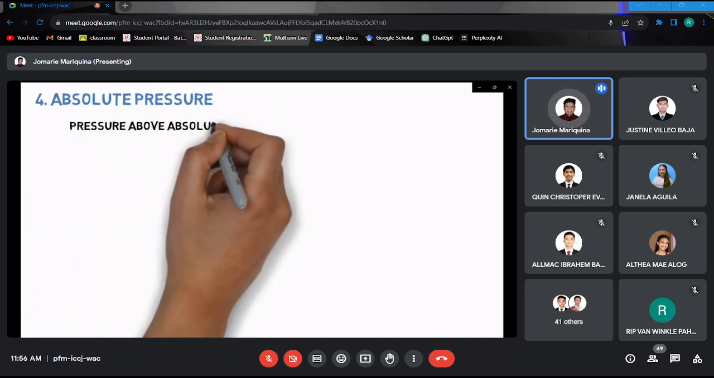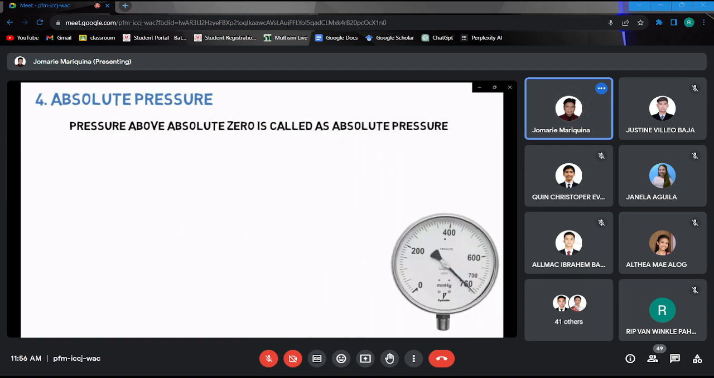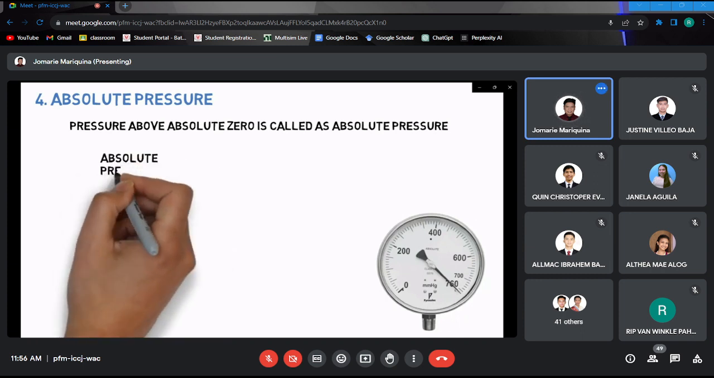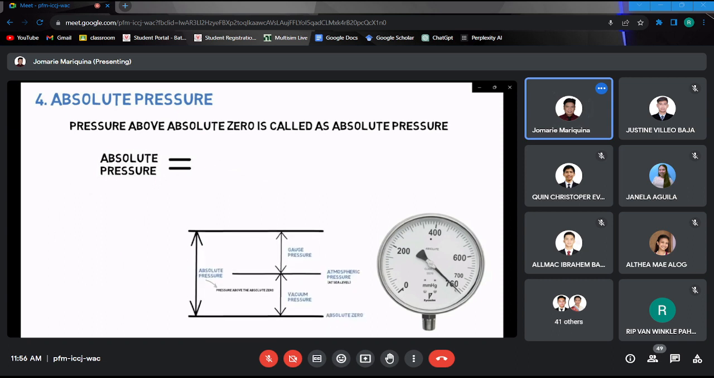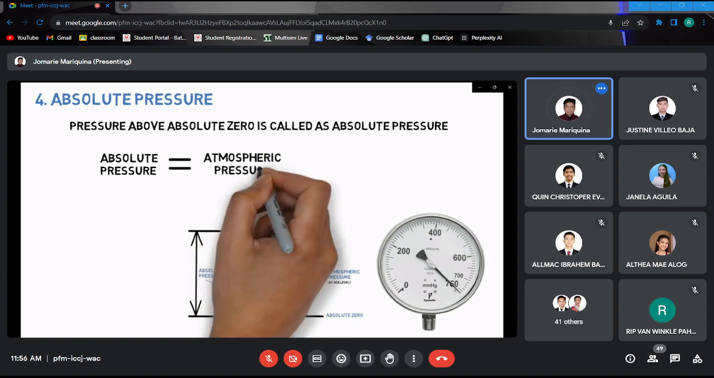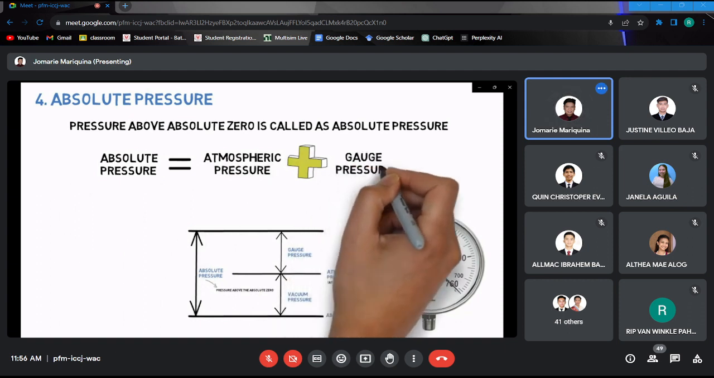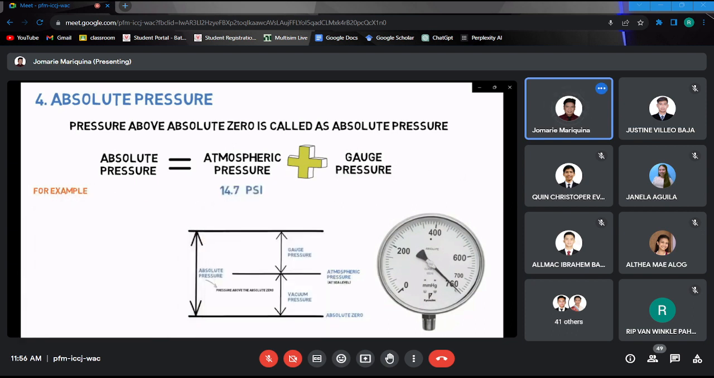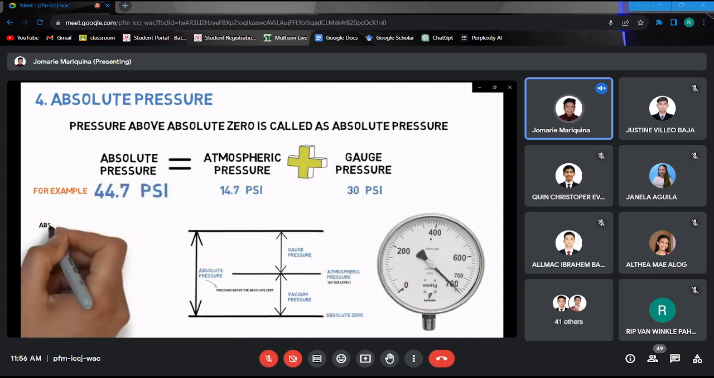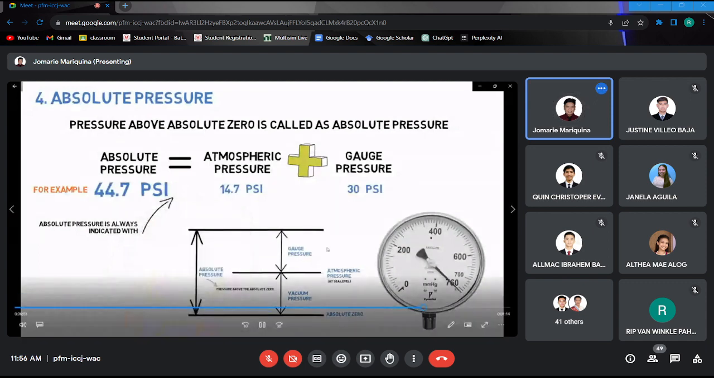Pressure above absolute zero is called absolute pressure. You can notice the word absolute is present in the dial of the pressure gauge. Absolute pressure is equal to atmospheric pressure plus gauge pressure. Absolute pressure is always indicated with A at the end of the pressure unit.